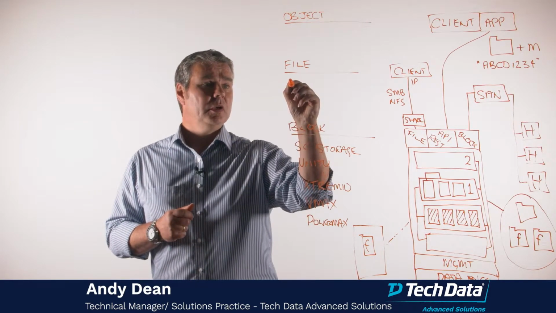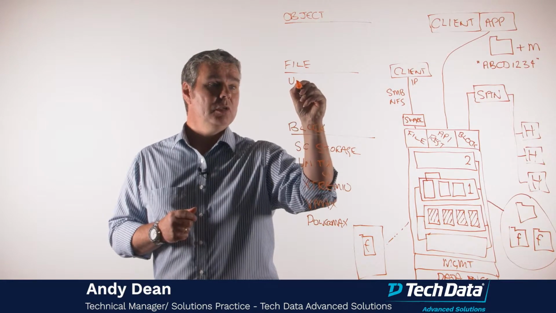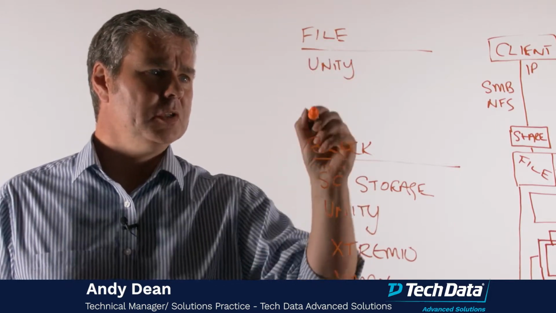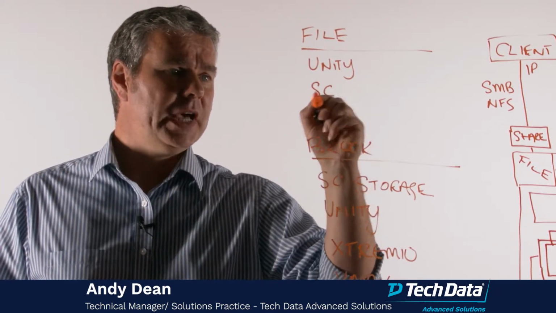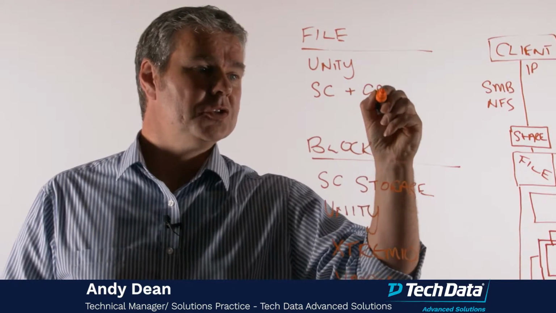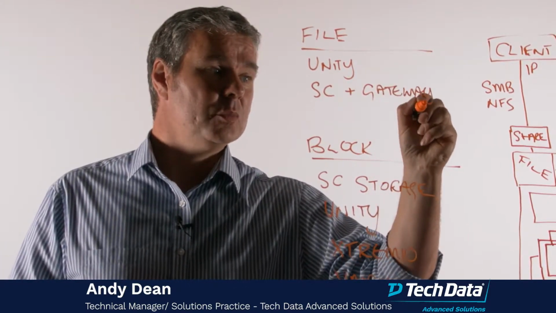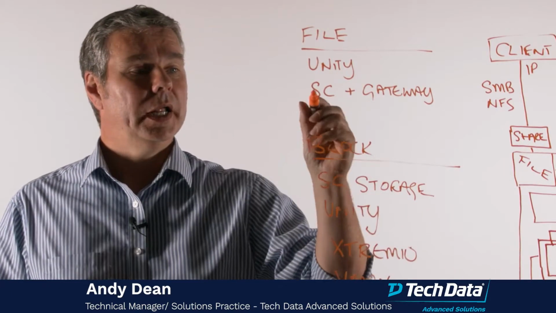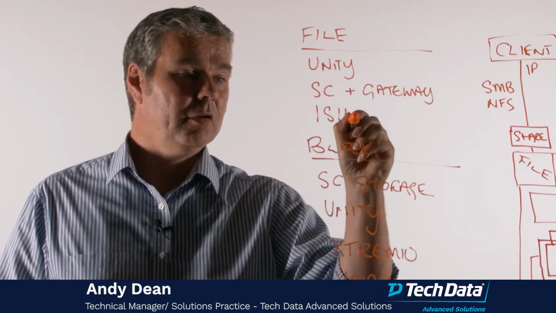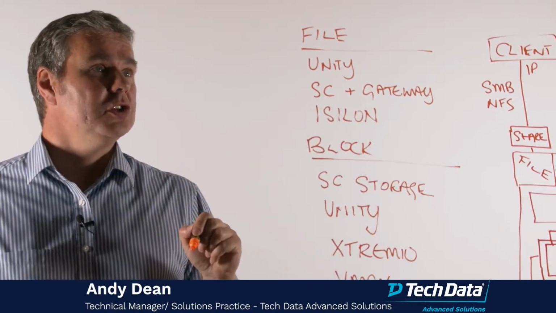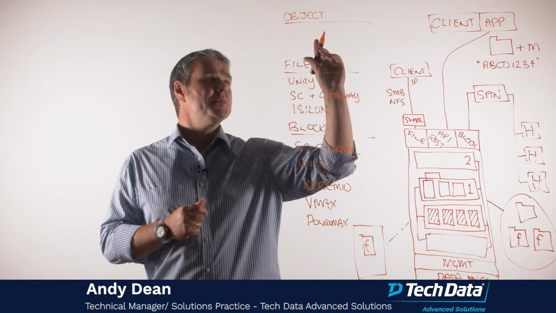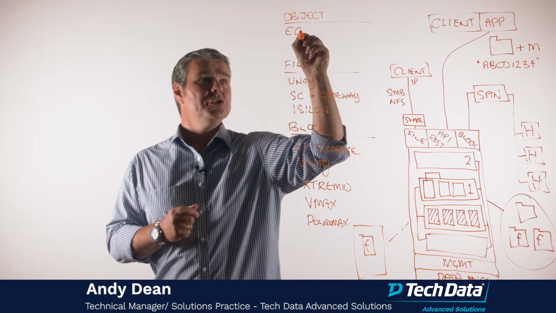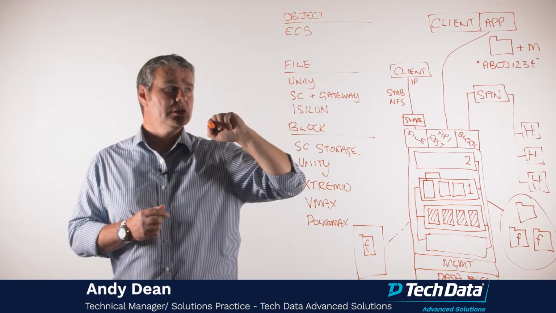From a file perspective, again, we have the option of selecting Unity, because Unity is a unified product, offers both block and file capability. We could introduce SC plus a suitable front-end gateway to provide that file system and share functionality. And actually at enterprise scale again, we have Isilon.